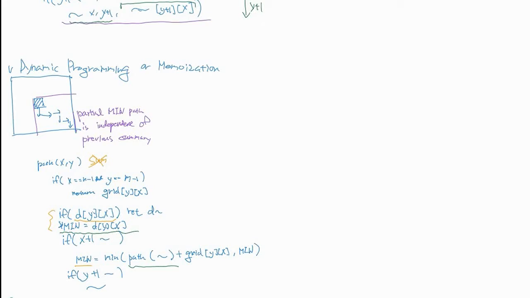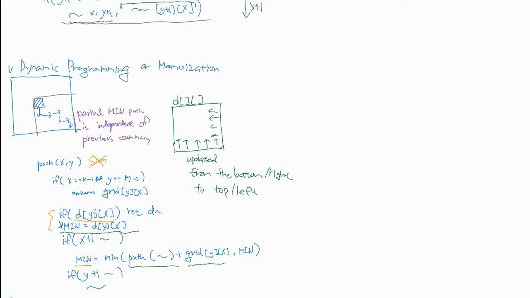Path function is called recursively, same as the previous backtracking approach, and the current grid value is added to update the min value, referencing d[y][x]. Actually, the table d is updated from the bottom and right to the top left direction. Considering the recursive function call, it's possible the partial min path is independent of the previous summation. Okay, let's see the code implementing this pseudocode.